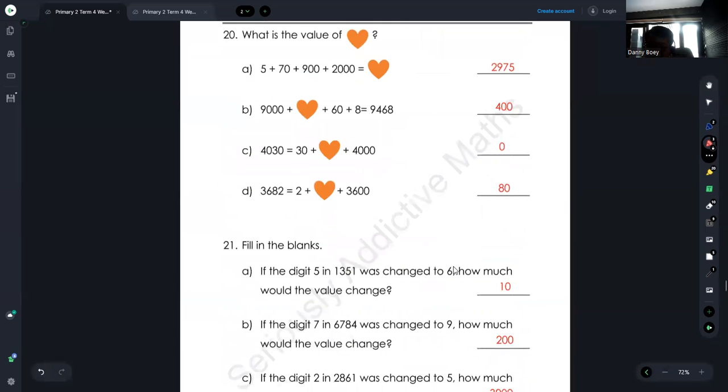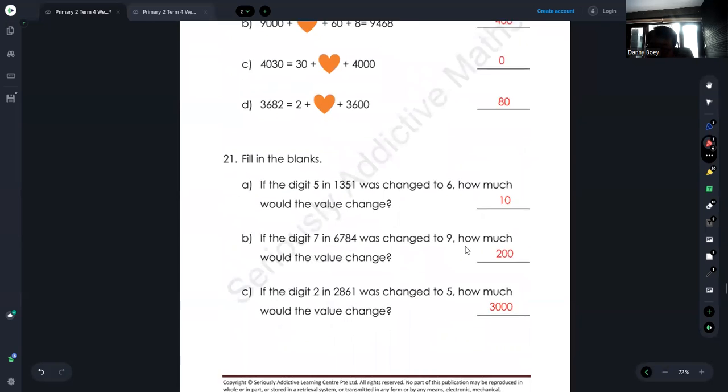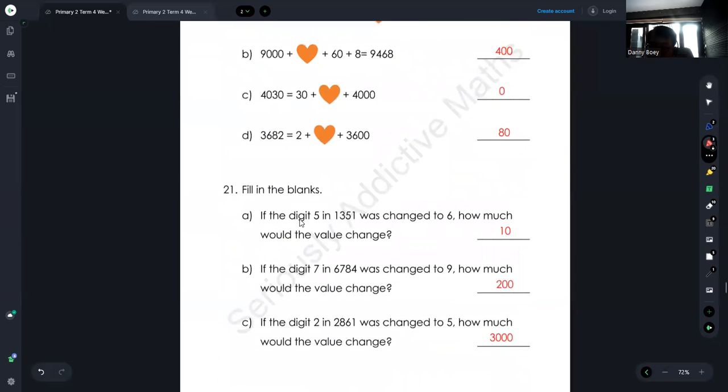Okay, and then after that, I think this would be good to do. If the digit 5 in 1,351 was changed to 6, how much would the value change? To do this question, try not to use any shortcut. Some students are able to see that an increase from 5 to 6 is an increase of 10. So ask them, the value 50 now increases to 60. What is the increase? The value change is 10.